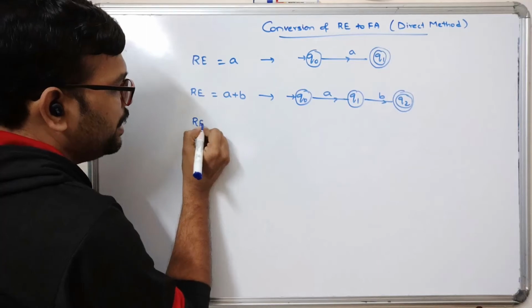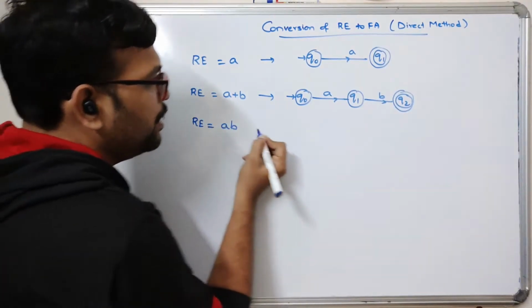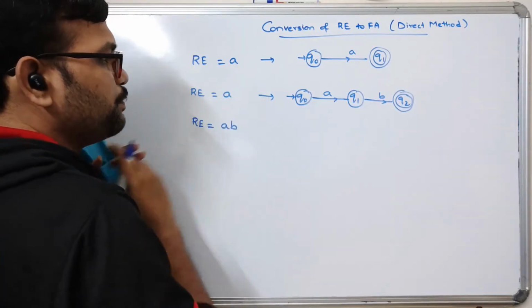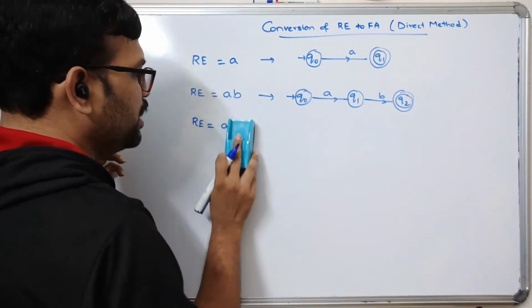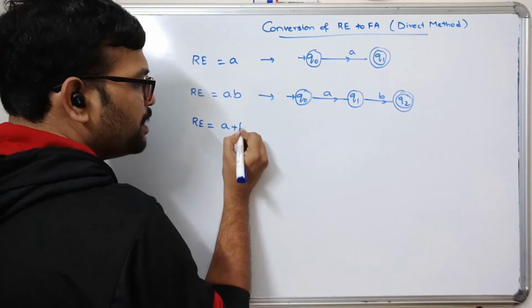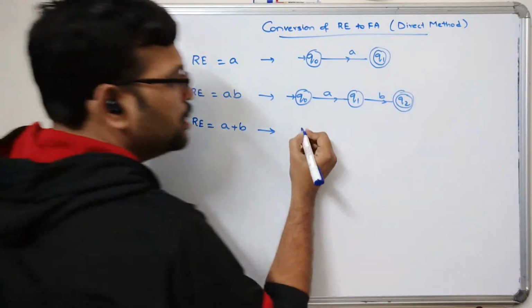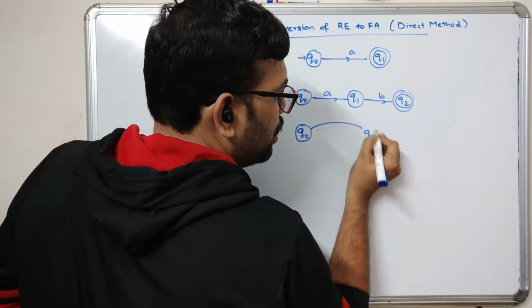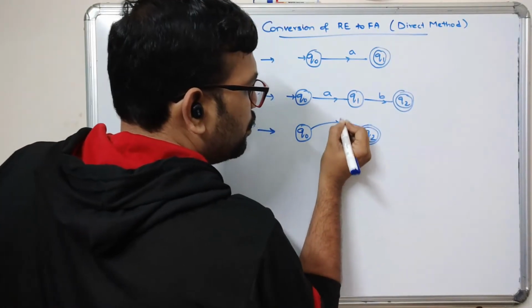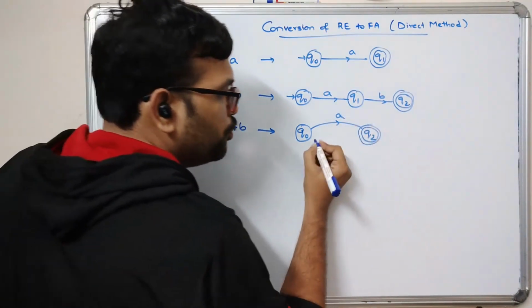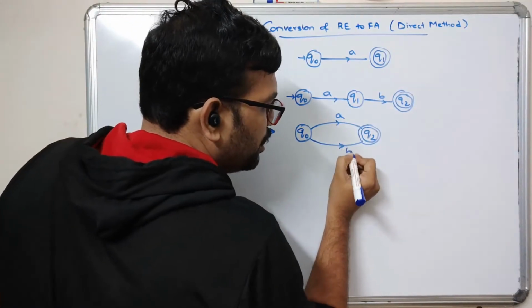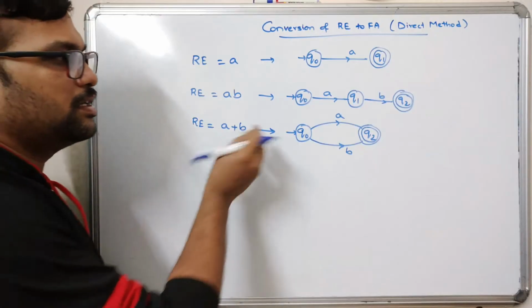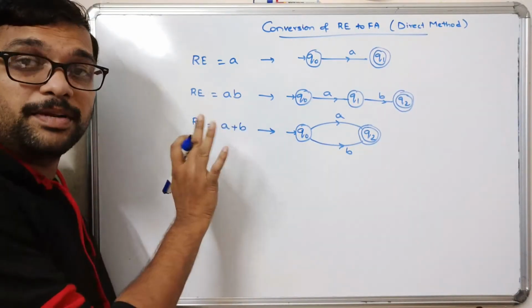And next, RE is equal to AB. I'm extremely sorry, so this is for AB, and now we'll go with A plus B. If it is A plus B, that is nothing but a union. So from Q naught, either with the input symbol A it moves to Q2, or with the input symbol B it moves to Q2. So this is A plus B. It's a small correction: this is AB and this is A plus B.